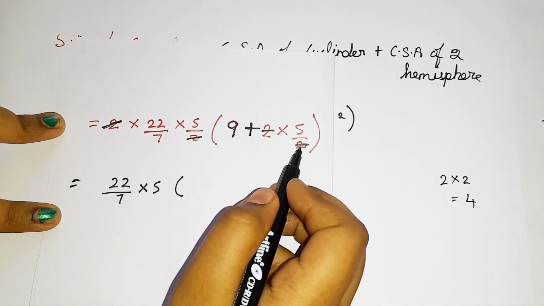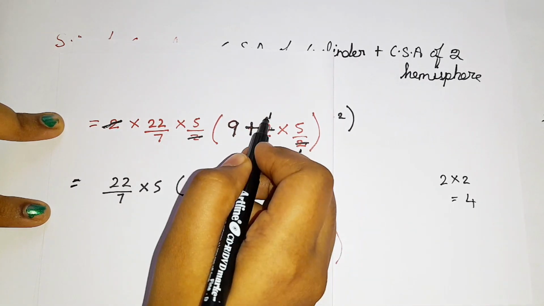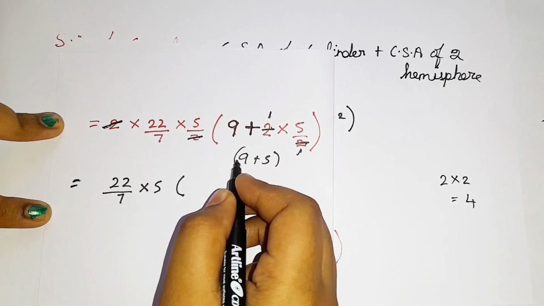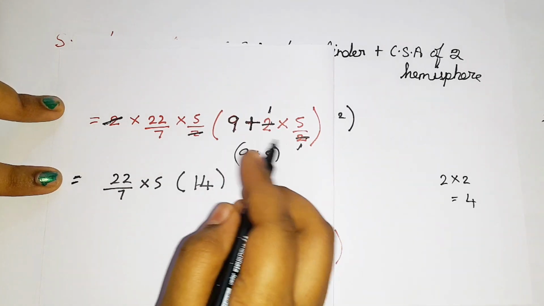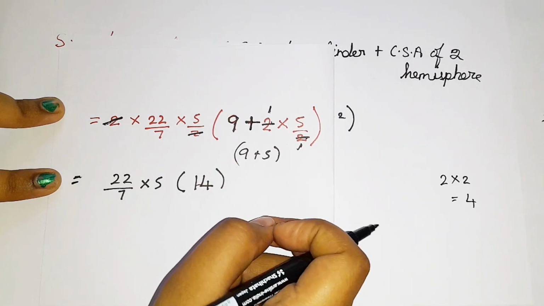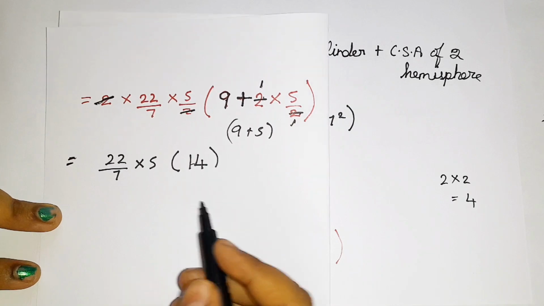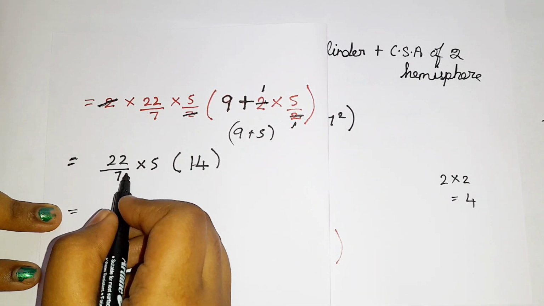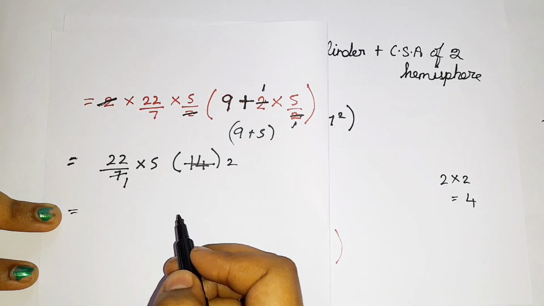Here we already cancelled it, right? When I cancel it, I get 1. So 1 into 5 is 5. So now I have 9 plus 5. So 9 plus 5 is 14. Okay, so I explained it in a little more detail because most of the students used to write it the wrong way. So please never do that. Now I have 14. Now what I can do is cancel 7. 7 ones are 7, and 7 twos are 14, of course.